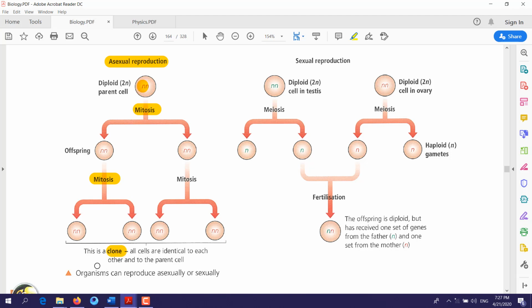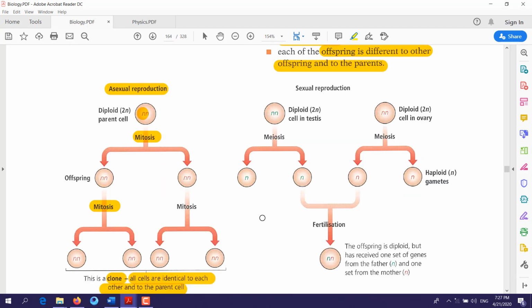What do you mean by a clone? It's like a copy. Okay, this is a copy. All cells are identical to each other and to the parent cell. So this one, the offspring, is exactly the same as this one, and also exactly the same as this one.